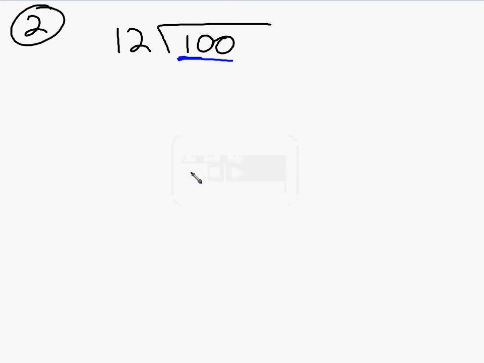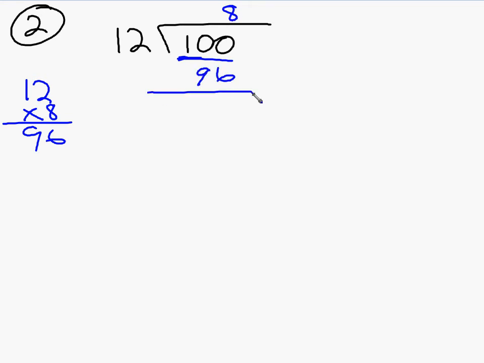So if we're going to find out how many times 12 goes into 100, we should just know our times tables, right? What's 8 times 12? That's a times table that we should know. That's 96, and that's what we're going to use. So I put the 8 above the 0. 8 times 12 is 96, and I subtract, do my borrowing, and I'm left with a 4. All right, we have a remainder.